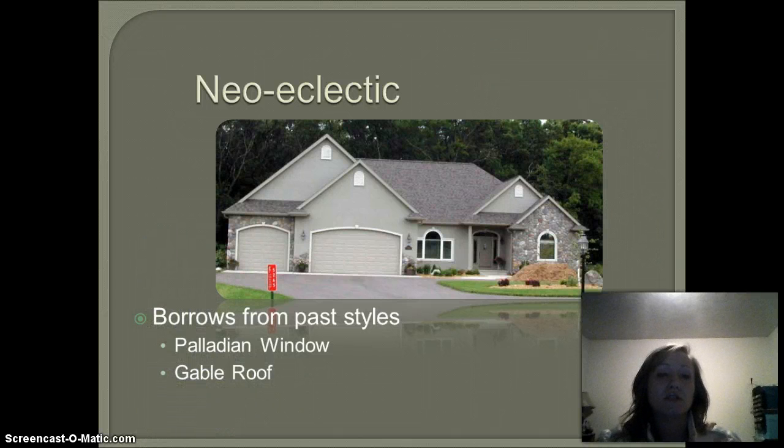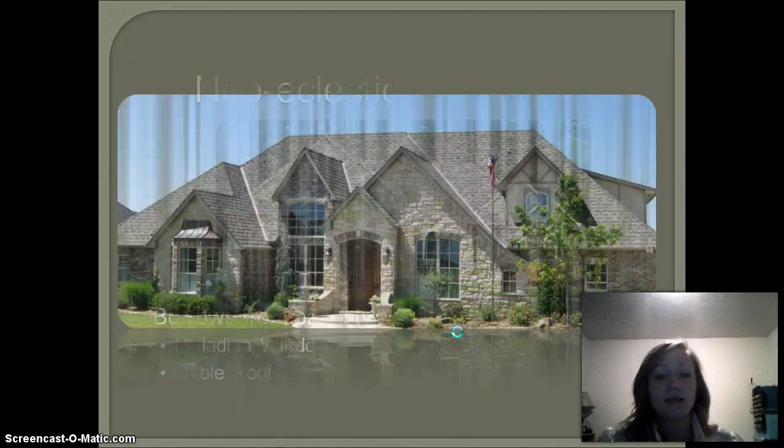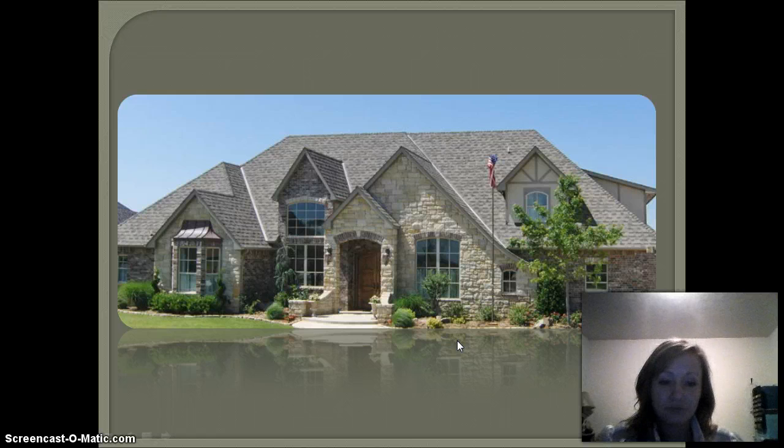The second one that you want to be familiar with is neo-eclectic, and this is a home that you see everywhere around us today here in Utah. It's a home that borrows from the past. So a couple ways to identify it is the Palladian windows and the gable roof. So right here on the front is an example of that window, and then from our roofs unit you know what the gables are. So you can see the gables, which are the upside down V's. So that is neo-eclectic. This is another example of a larger home that's neo-eclectic.